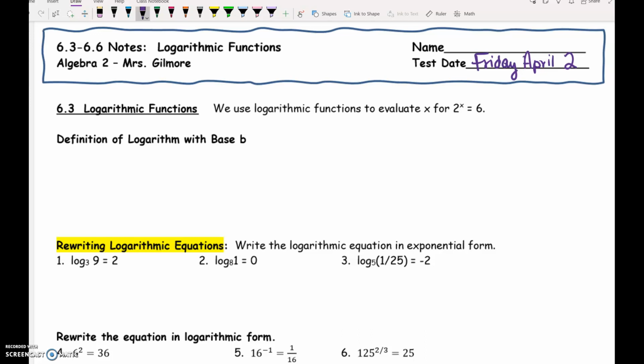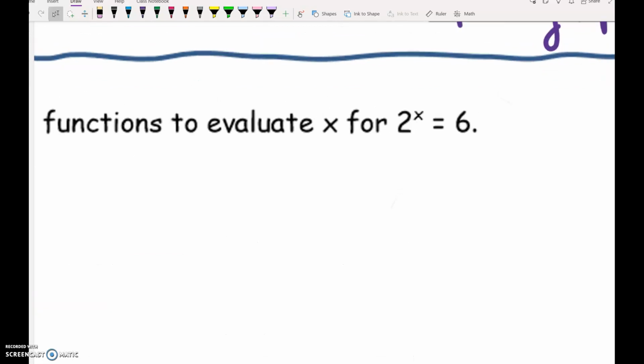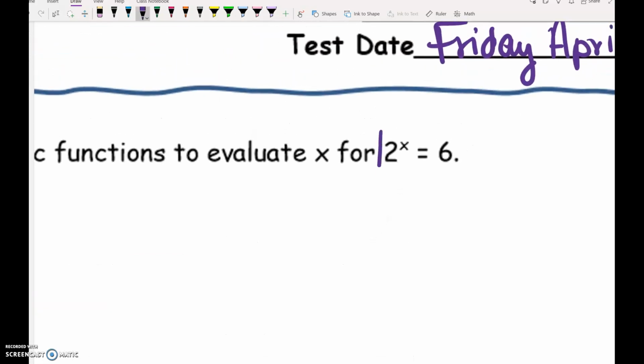The logarithm is the inverse of an exponential function. So if I gave you this problem, 2 to the x equals 6, and I asked you, find x, solve for x, tell me exactly what number x is.